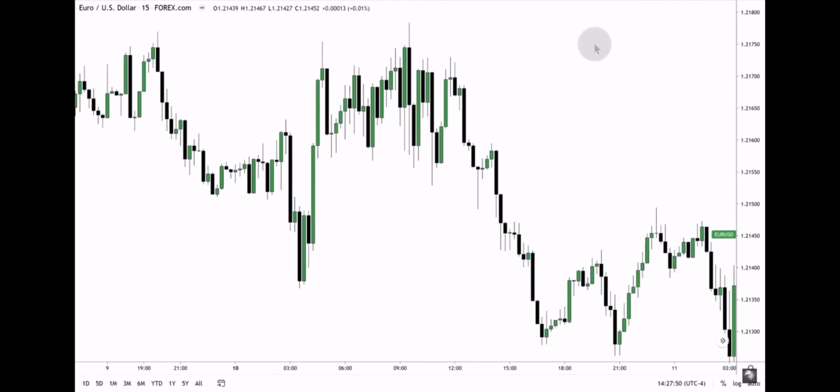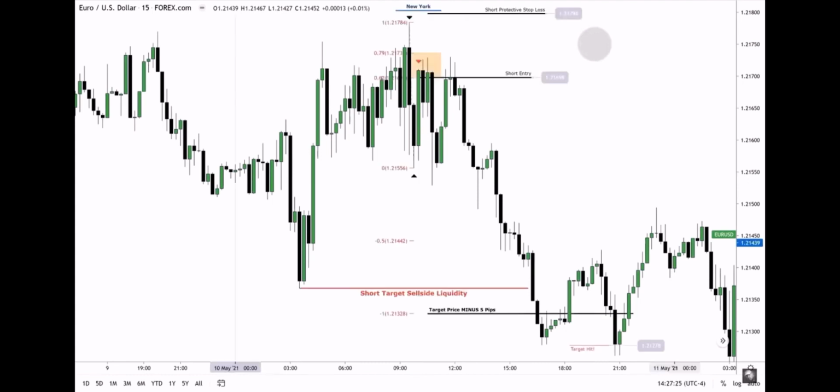Let's take a closer look at this specific day. Here's the high. It trades down below a short-term low here. So that's a shift in market structure. It rallies back up inside of this shaded area here. That's optimal trade entry. 79% retracement level, 62% retracement level there.